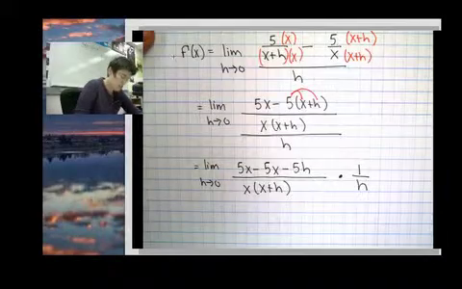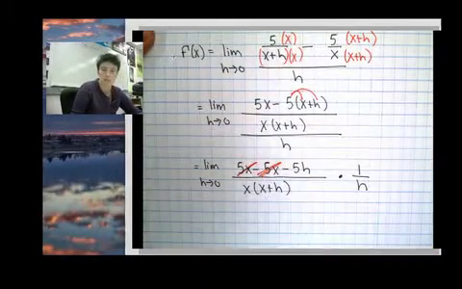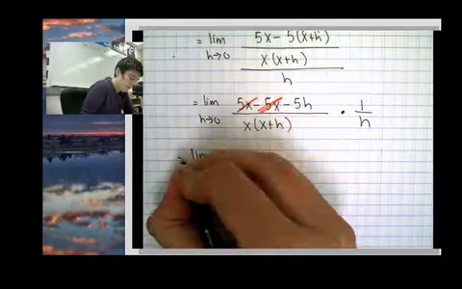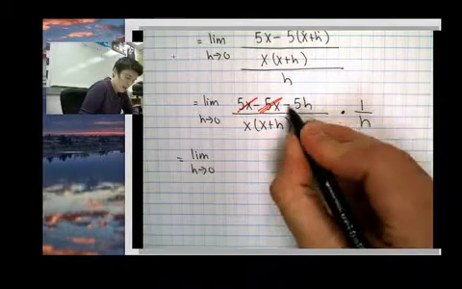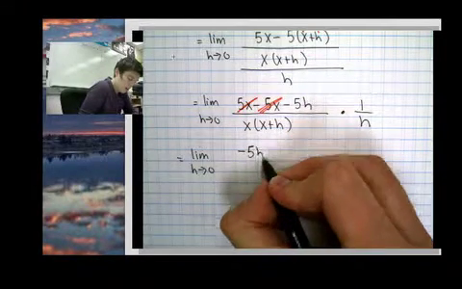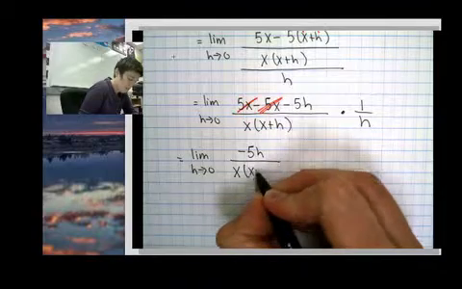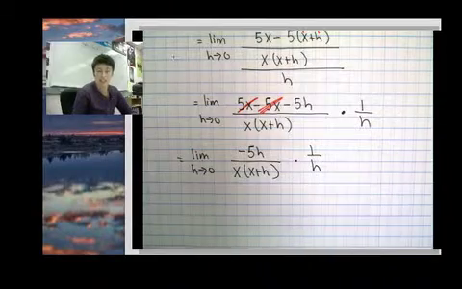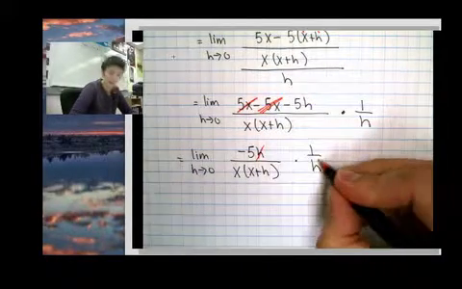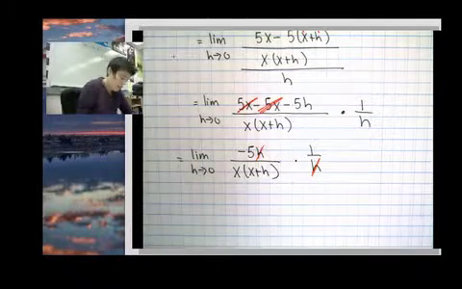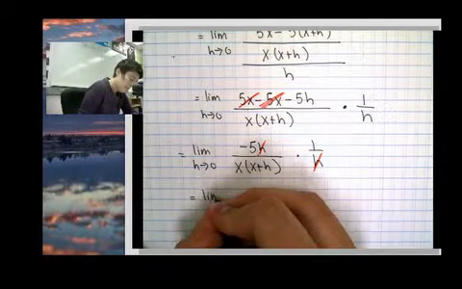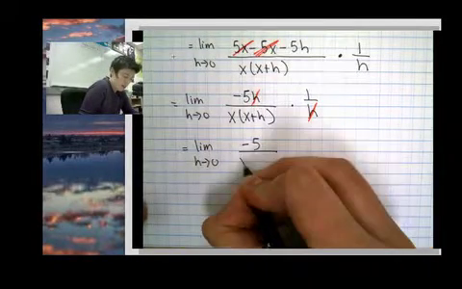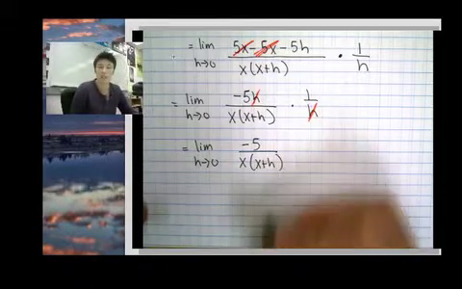And then we see some cancellations. We see 5x minus 5x, so that's going to be good. And we can rewrite this as the limit as h goes to 0 of a minus 5h all over x times x plus h, times this thing, 1 over h. And the next thing that's going to cancel is these h's. These two h's are going to go away. So now I have the limit as h goes to 0 of negative 5 over x times x plus h. And I'm ready to plug in my 0.